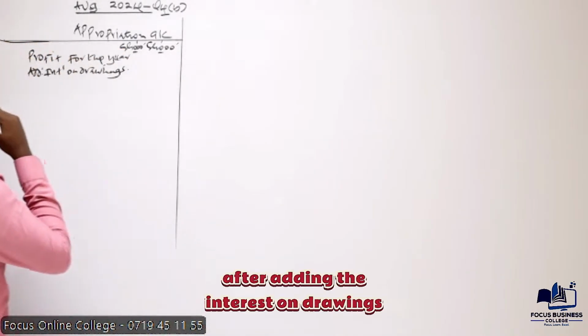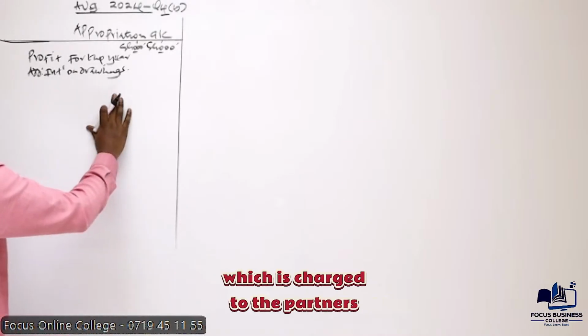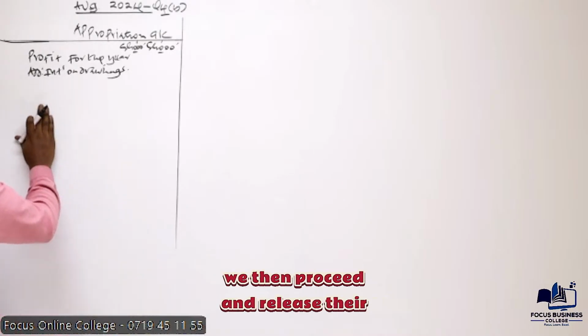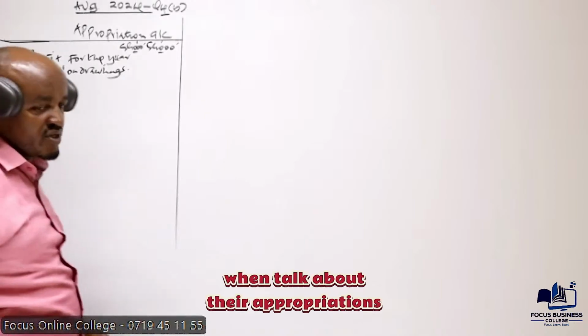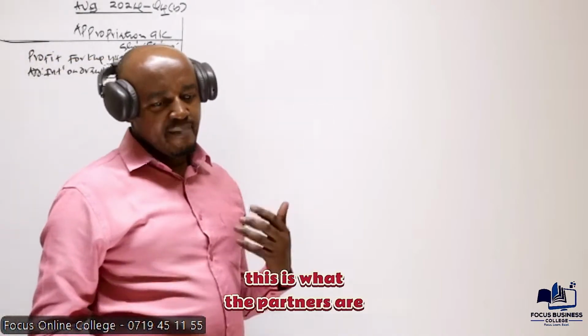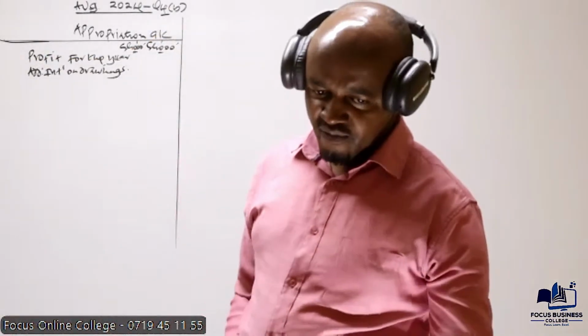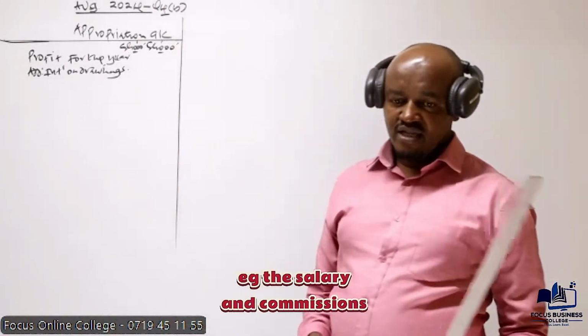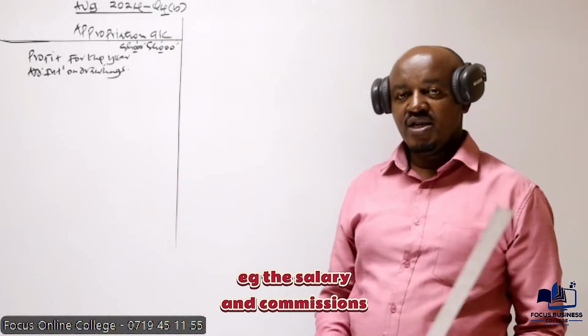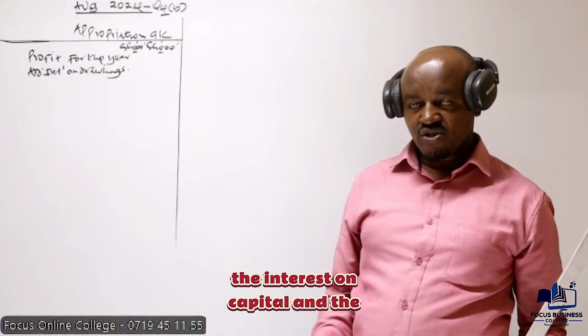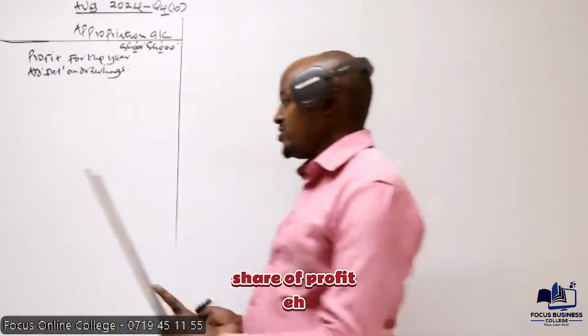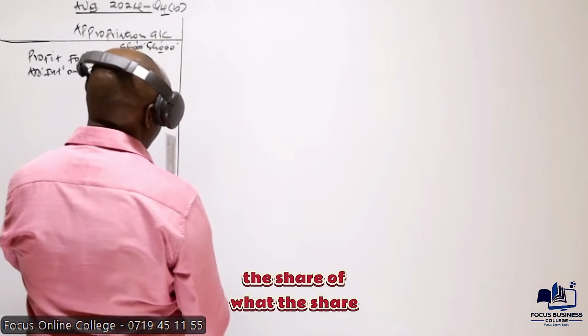After adding the interest on drawings, which is charged to the partners, we then proceed and we raise the appropriations. When we talk about the appropriations, this is what the partners are entitled to from the partnership business, e.g. the salary and commissions, e.g. the things like what? The interest on capital and the share of profit. The share of what? The share of profit.